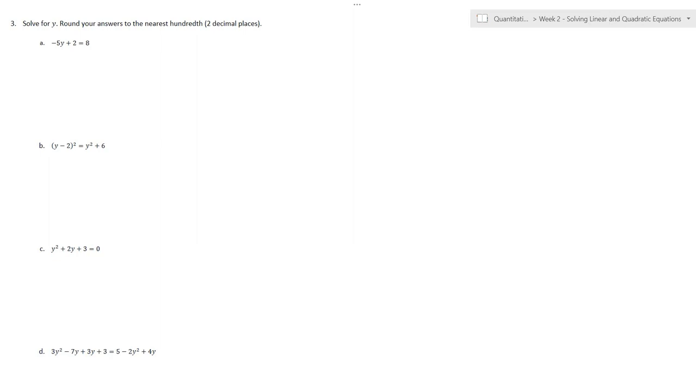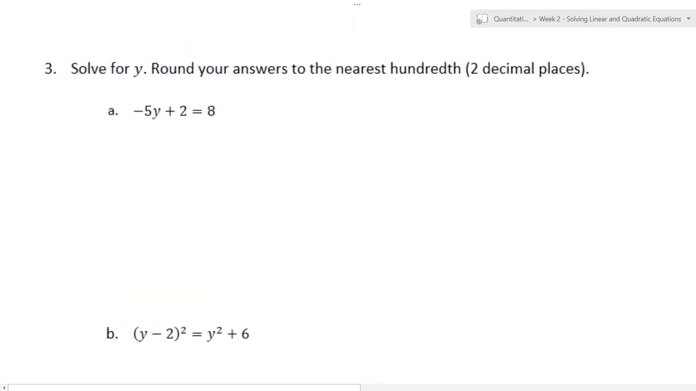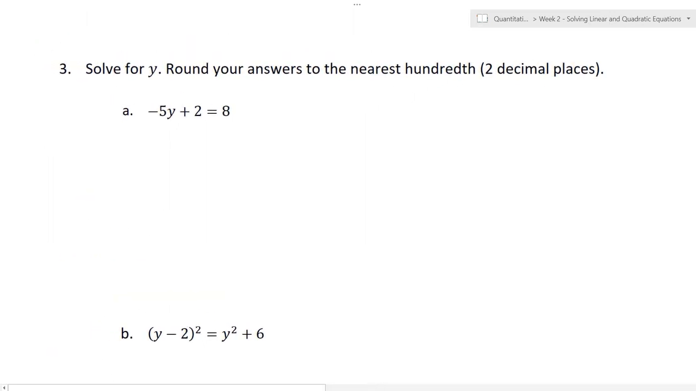All right, we're moving on to question 3. In question 3, we're asked to solve for y, and we want our answers to be rounded to the nearest hundredth, which means 2 decimal places. So that means 2 digits after the decimal. So I'm going to rearrange and isolate for y and then solve for it.